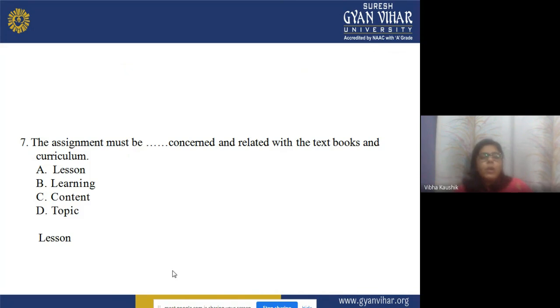Now the seventh one, the assignment must be dash concerned and related with the textbooks and curriculum. Means with whom the assignment should be related, with the textbooks and curriculum. Now the options are A lesson, B learning, C content, or D topic. So the correct answer is option A, means assignment must be concerned with the lesson.